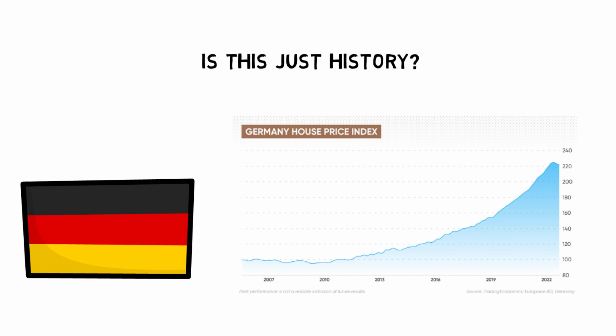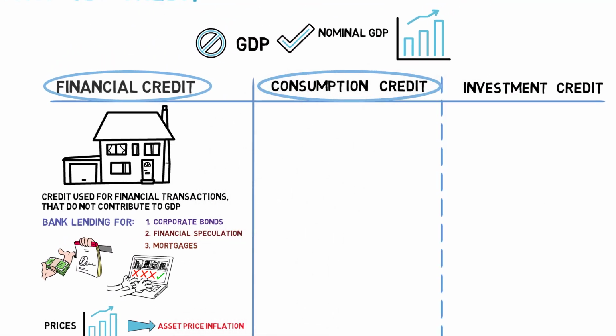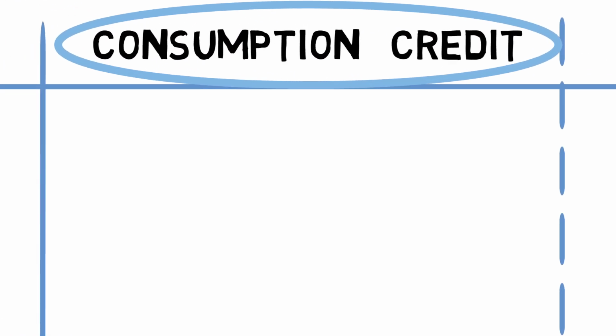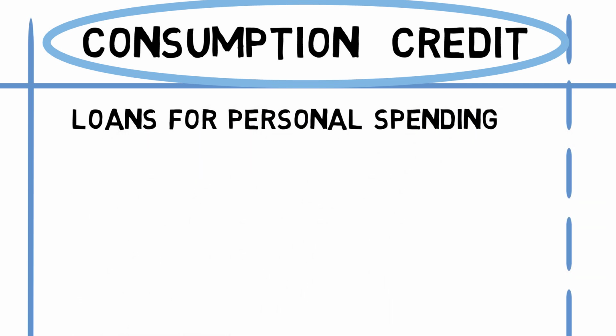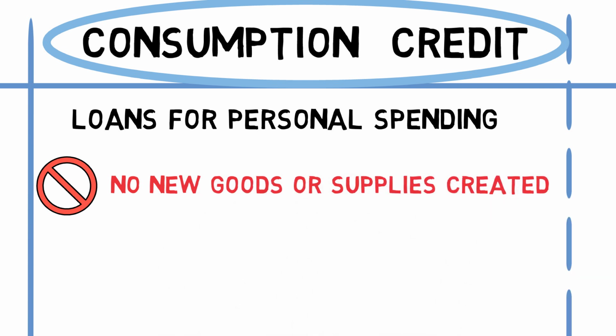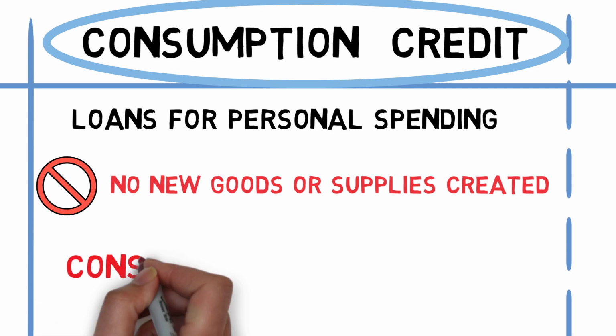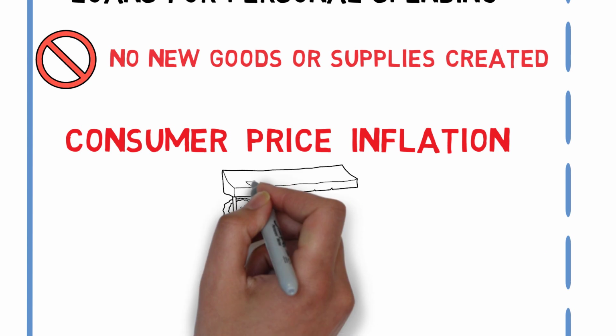As you've just seen how financial credit creation is unproductive, so is consumer credit creation. Consumer credit refers to loans extended for personal spending. This type of credit creation does not result in any new goods or supplies, but rather allows people to purchase a greater amount of existing goods, which inevitably results in consumer price inflation, which is amplified when there is an existing mismatch between demand and supply.